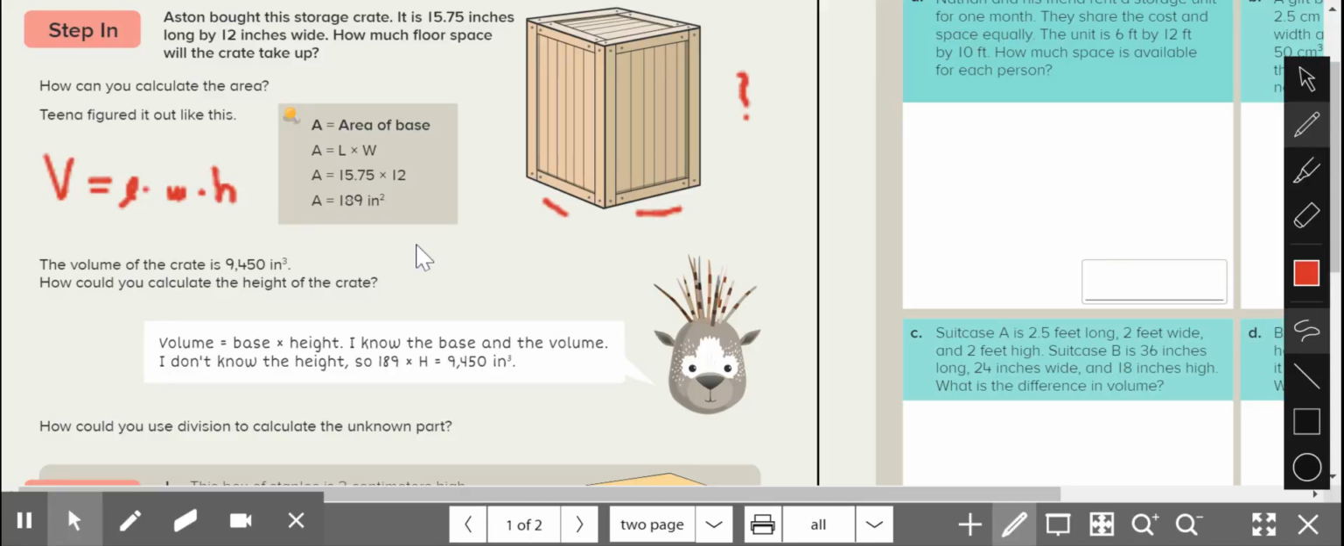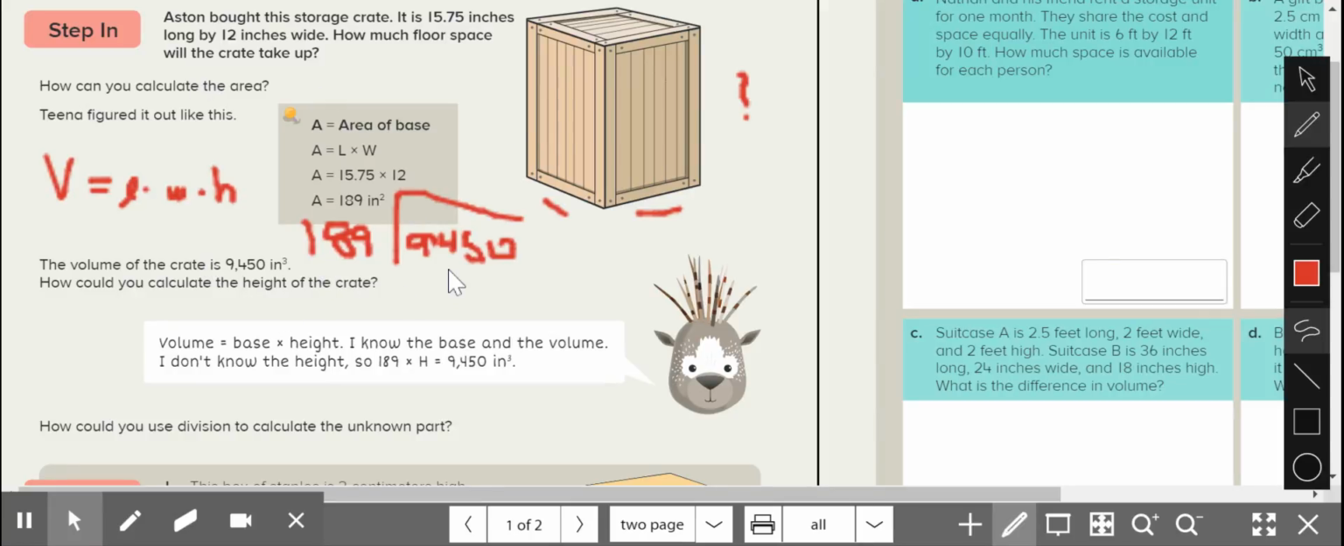So we're going to take volume, the total amount of the volume, which is 9,450, and we're going to divide 189 into that. Oh boy, this is tough math, isn't it? The best way for us to be able to do this is long division. Now there may be some other ideas we could come up with, but I think this might be the way that we need to work this out.